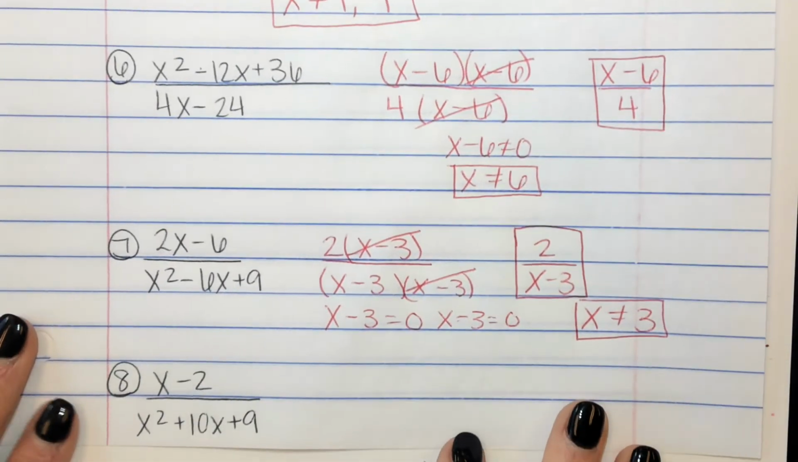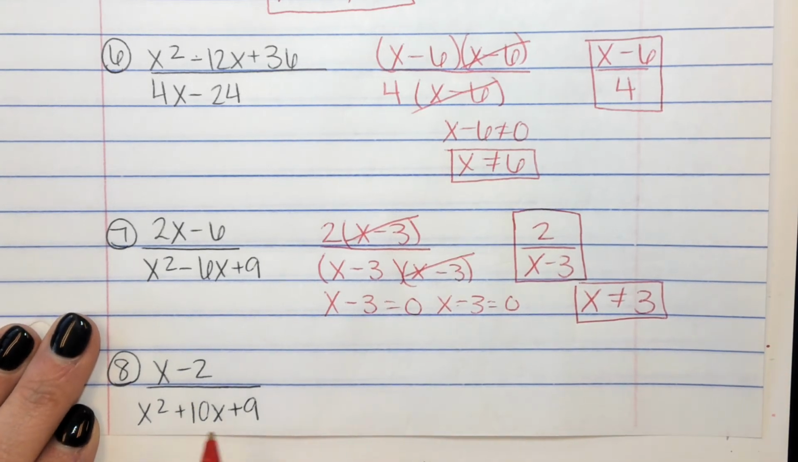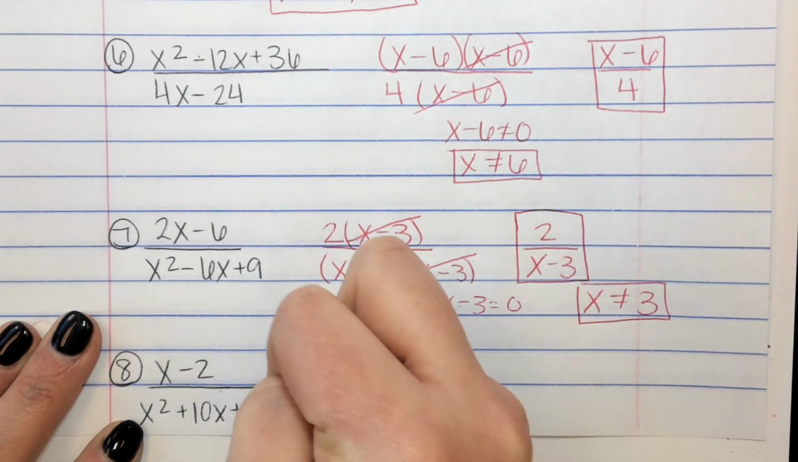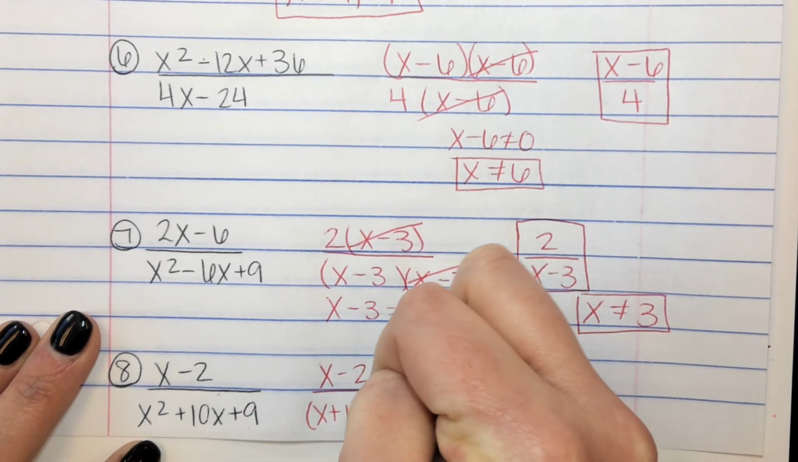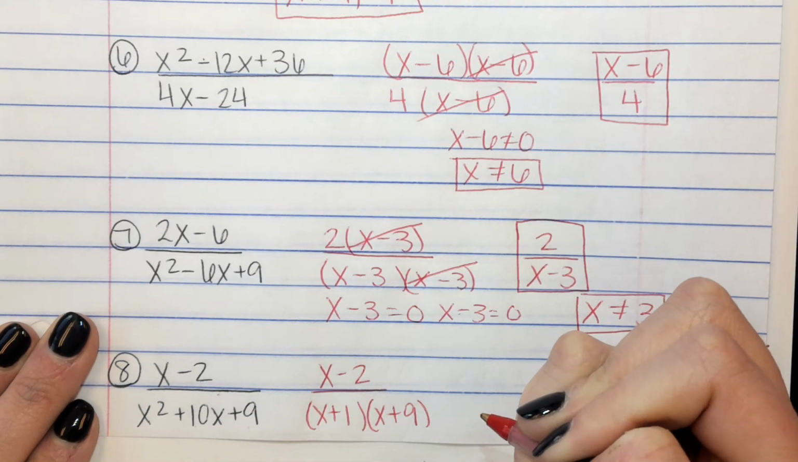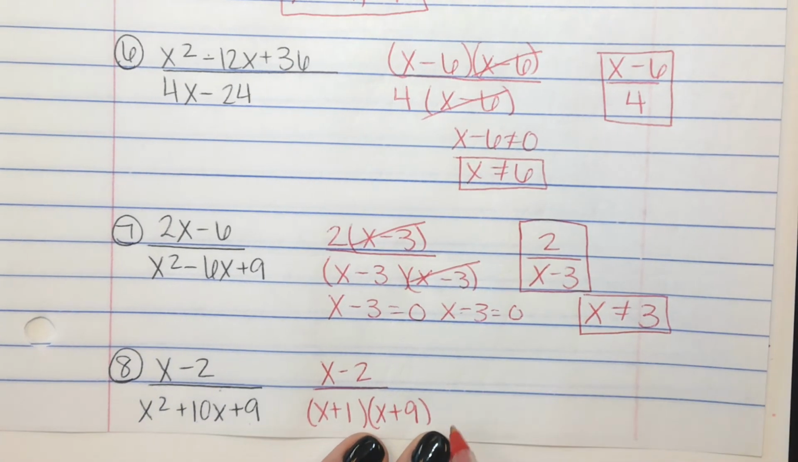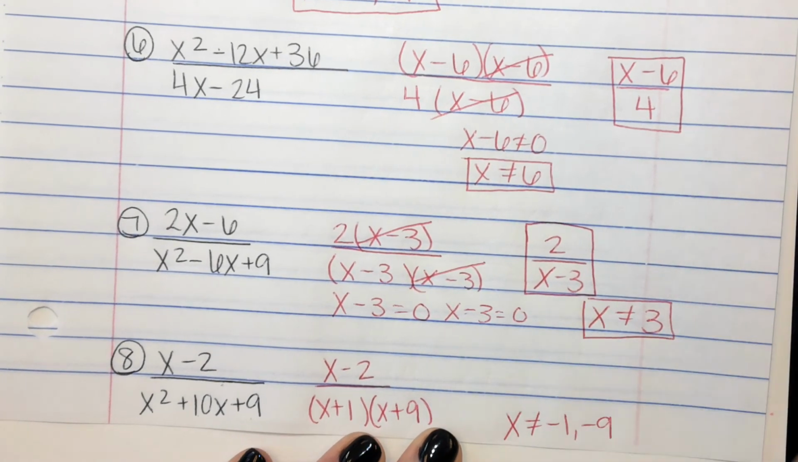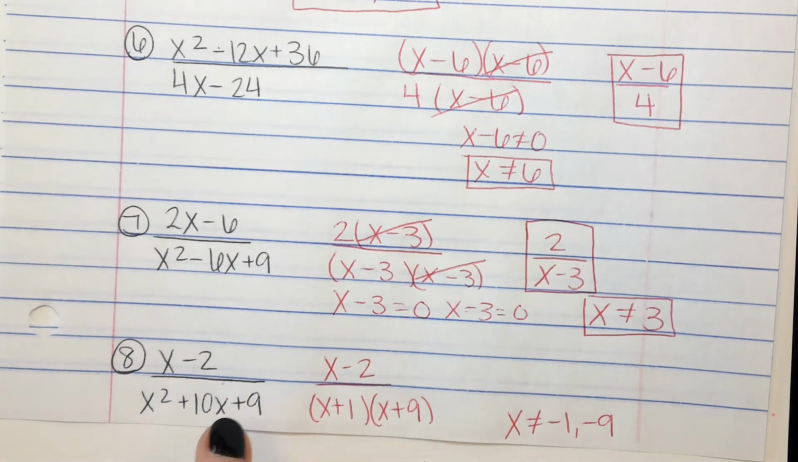Okay? And then one more, very last problem. We have x minus 2 over x squared plus 10x plus 9. So the top, there's nothing we can do. On the bottom, this can be x plus 1 and x plus 9. Okay? So what can x not equal? X cannot equal negative 1 or negative 9. And nothing here simplifies, so that's just as simple as it will go.